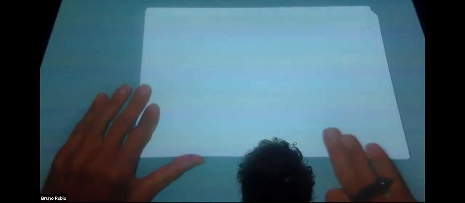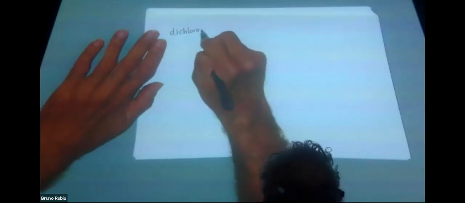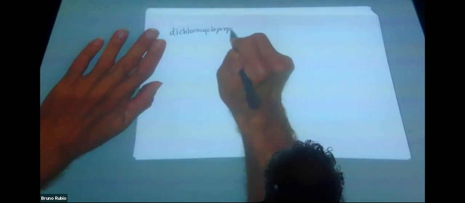Okay, so how'd that go? Ready for another one? Dichlorocyclopropane. There are 3 dichlorocyclopropanes. First of all, draw all 3 of them. One of them produces 1 signal, one of them produces 2 signals, and one of them produces 3 signals. Which is which? First of all, let's draw all 3 of them.